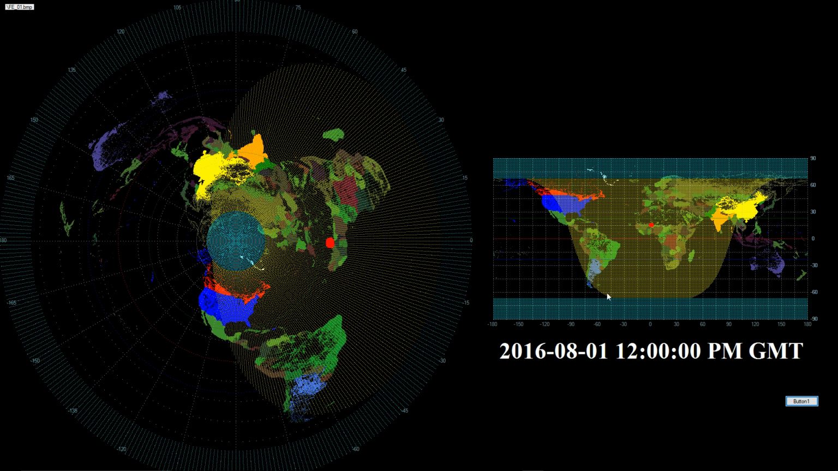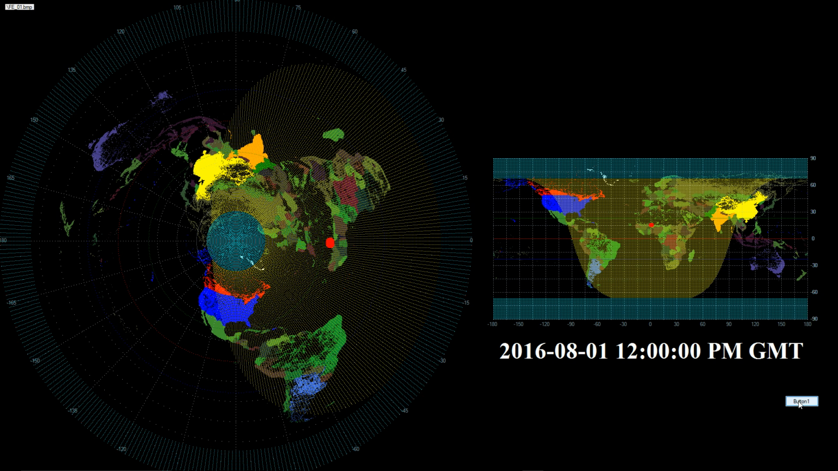So exact same representation. All the areas in black are in darkness right now, and if you were to compare the areas in darkness, you'll see that they're exactly the same. Areas in sunlight, if you compare those, they would be exactly the same.